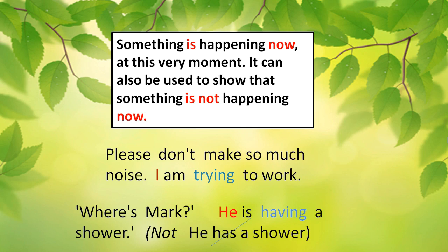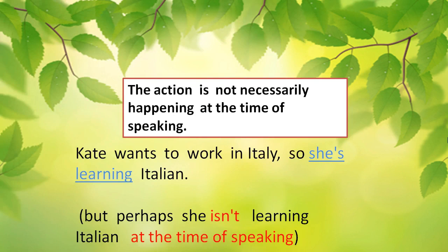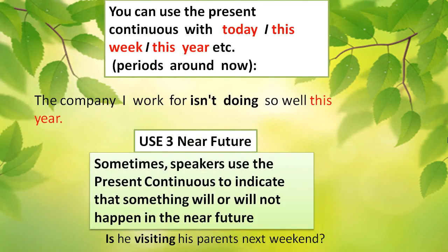We also use the present continuous when the action is not necessarily happening at the time of speaking. Kate wants to work in Italy, so she's learning Italian. But perhaps she's not learning Italian at the time of speaking. She's not learning Italian now. She could learn Italian today and also tomorrow and so on. You can use the present continuous with today, this week, this year, this month, a period around now. The company that I work for isn't doing so well this year. So from the beginning of the year till now, it's not doing well. It continues to not do well.